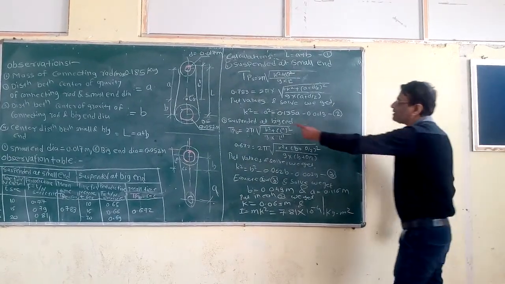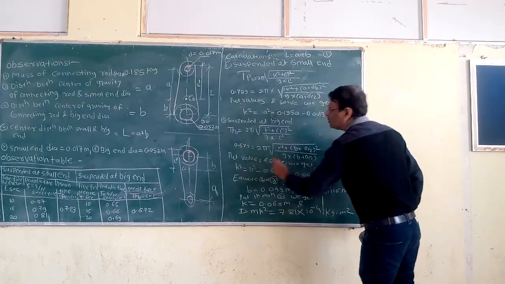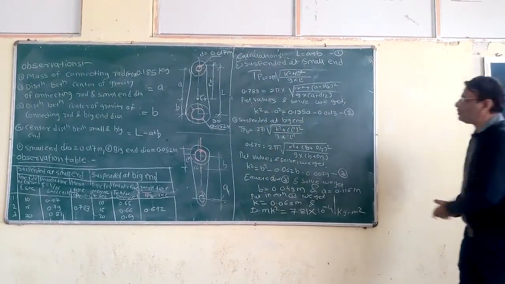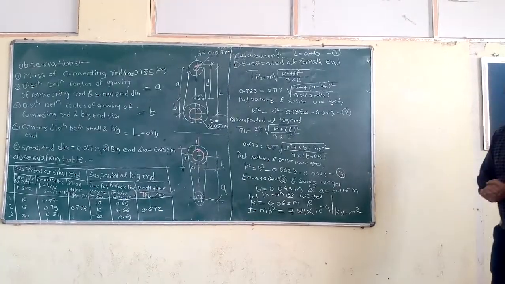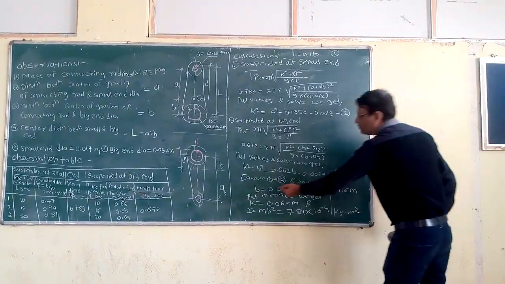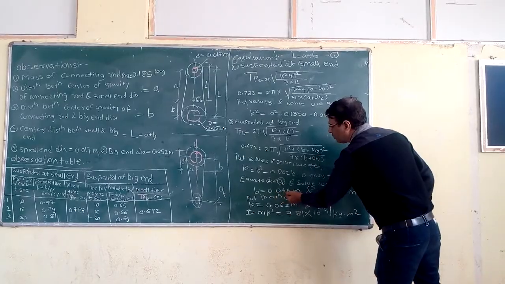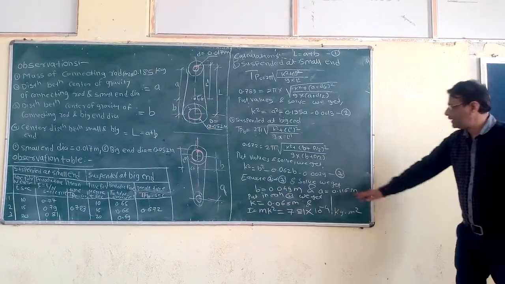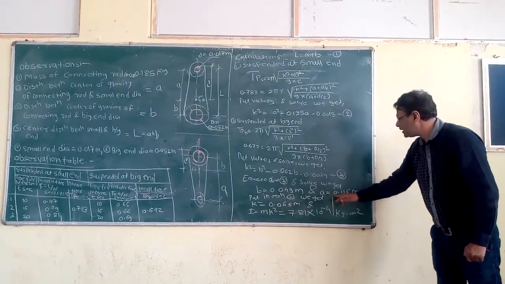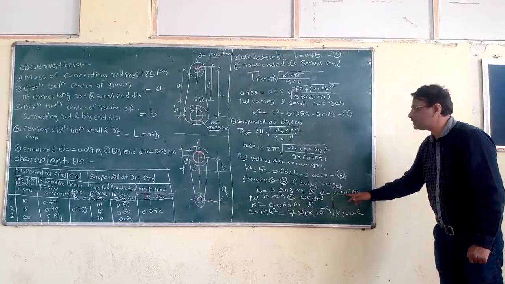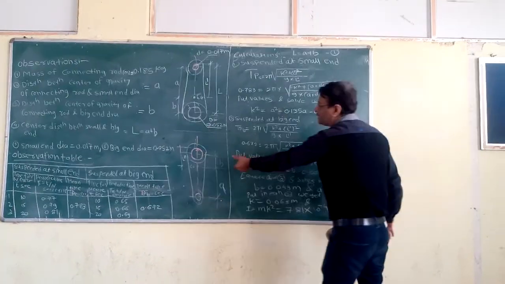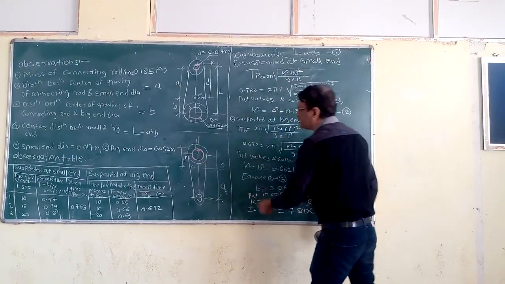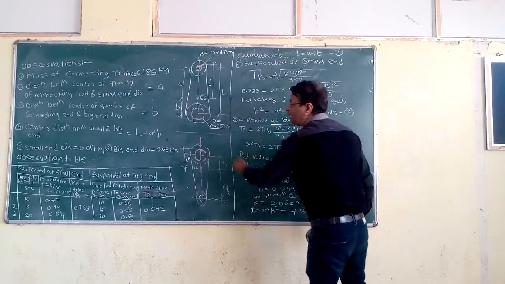Now this is the value for k square, and this is also the value for k square. So when you equate equations number 2 and 3, you will get the value of b as 0.049 meter and the value of a as 0.116 meter. Now b is the distance of the location of the CG from the big end center.